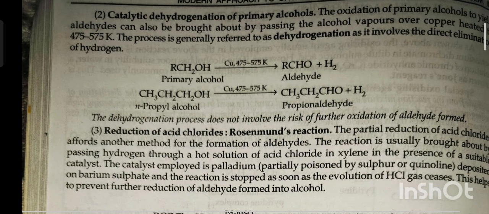Third, reduction of acid chloride, Rosenmund reaction. The partial reduction of acid chloride affords another method for the formation of aldehyde. The reaction is usually brought about by passing hydrogen through a hot solution of acid chloride in xylene in the presence of a suitable catalyst. The catalyst employed is palladium, partially poisoned by sulfur or quinoline, deposited on barium sulfate, and the reaction is stopped as soon as the evolution of hydrogen gas ceases. This helps to prevent further reduction of the aldehyde formed into alcohol.